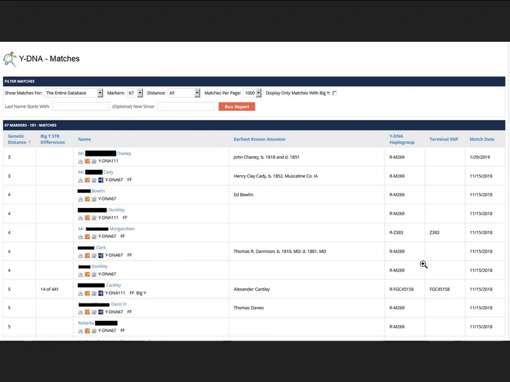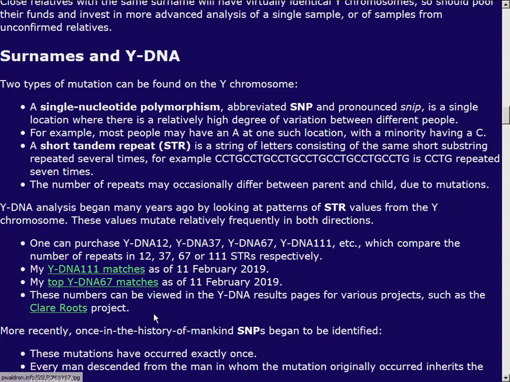And unfortunately, Family Tree DNA haven't learned that lesson yet. And then one of the projects I run is the Clare Roots project, which is for anyone with an ancestor from County Clare. And as part of that, I try and line up the people who join the project into their positions on the tree of mankind. And eventually, I hope this page is going to load up.